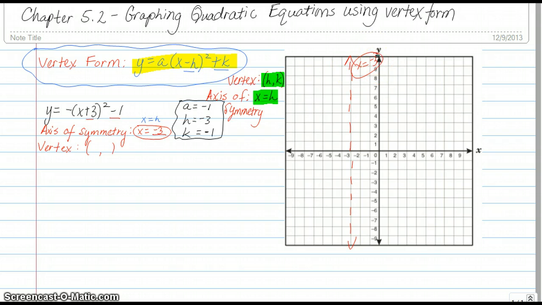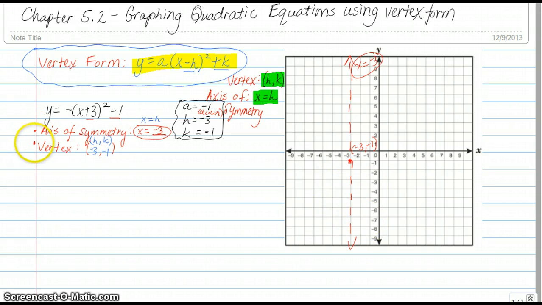Then we're going to say the vertex is h, k, so we know that the vertex is h comma k, which is negative 3, negative 1. We're going to plot that and label it. Our parabola will be negative because the leading coefficient is negative, which means it'll open down. So I'm going to put negative 3, negative 1 up above, and we know the parabola is going to open down.